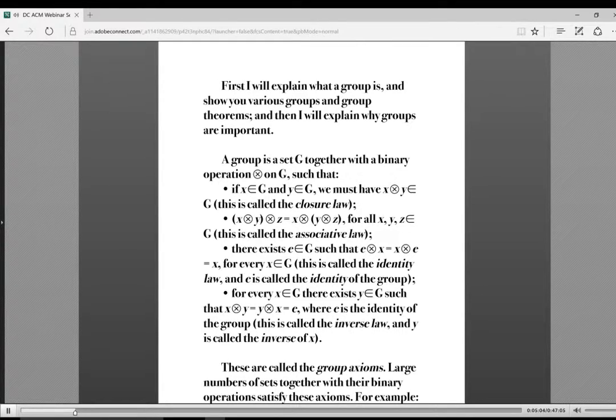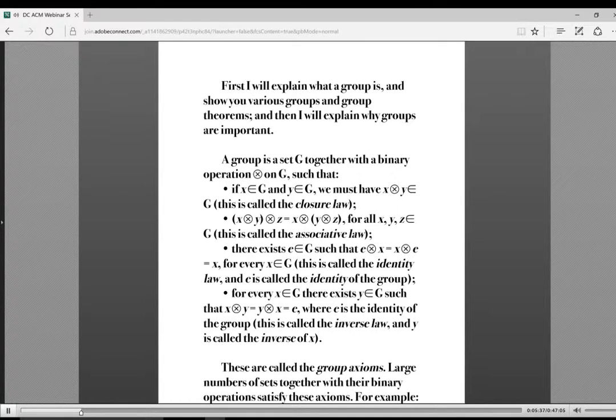First, I will explain what a group is and show you various groups and group theorems. And then I will explain why groups are important. So, a group is a set G together with a binary operation cross on G such that 4 laws. Number 1, if X is in G and Y is in G, then X cross Y must actually be in G. This is called the closure law.